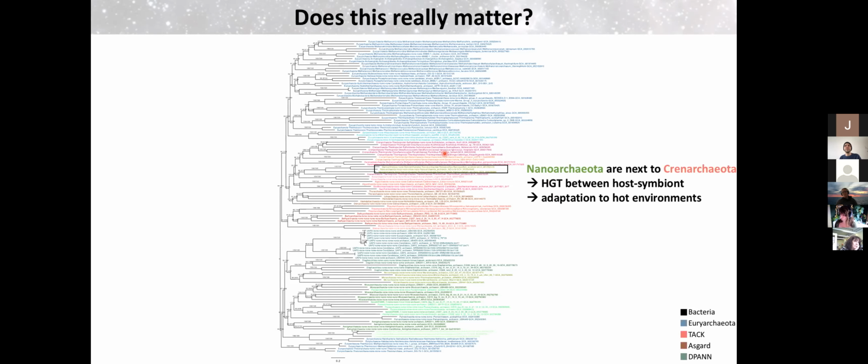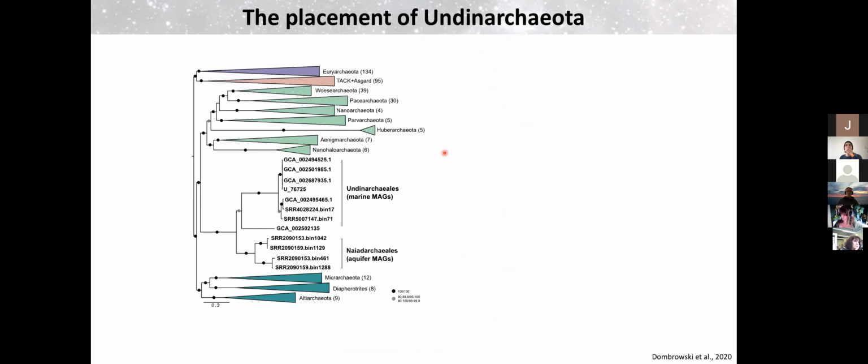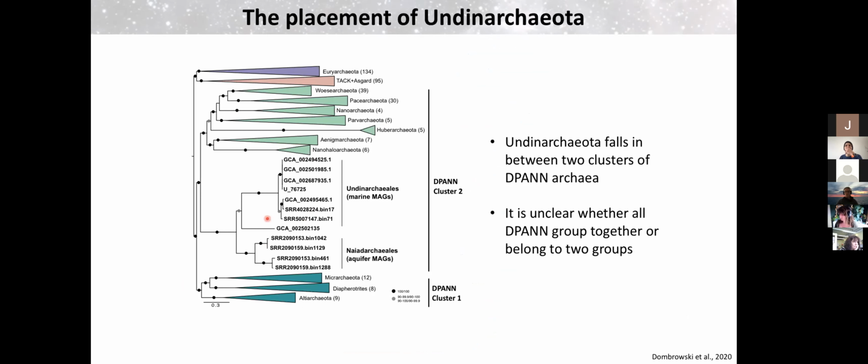So it does matter. But does it not matter for the Undinarchaeota, which, as you may hopefully remember, we first believed to be branching sister to all other archaea? Now, if you look at this updated marker set consisting of 28 or 56 proteins, we see something like this. And here we actually see that Undinarchaeota are not at the base anymore, but they actually seem to split DPANN apart into two very different clusters, which for now we just name cluster one and cluster two.